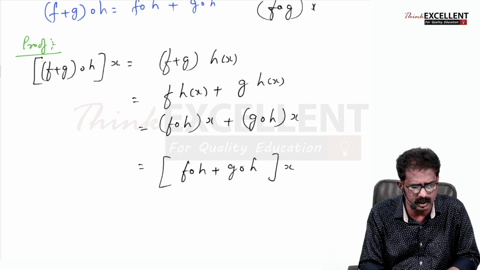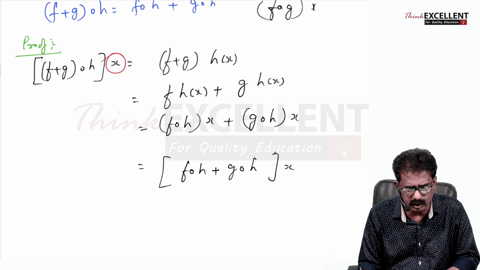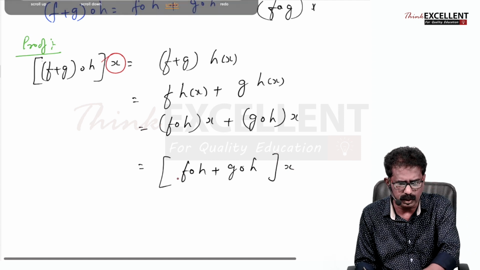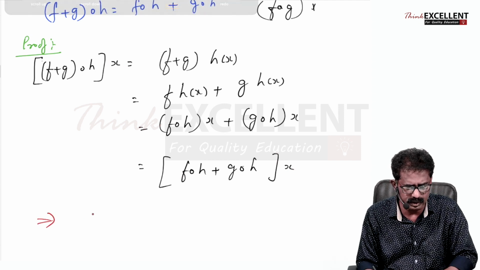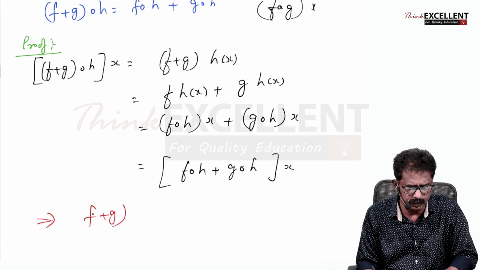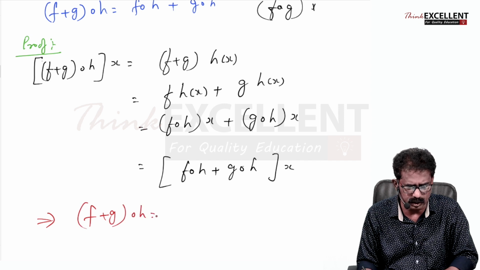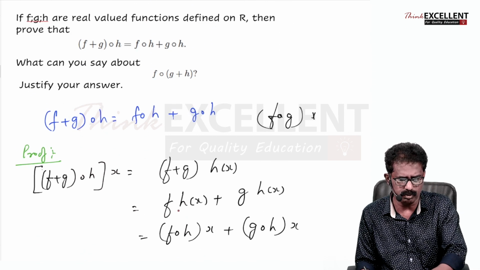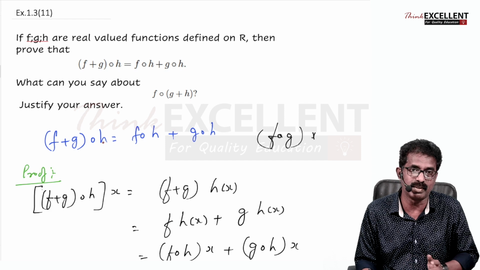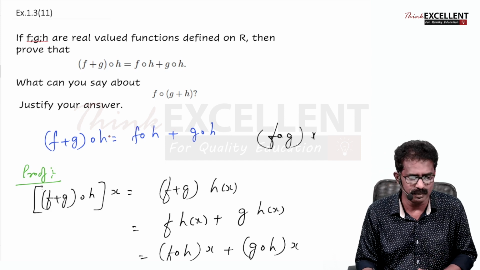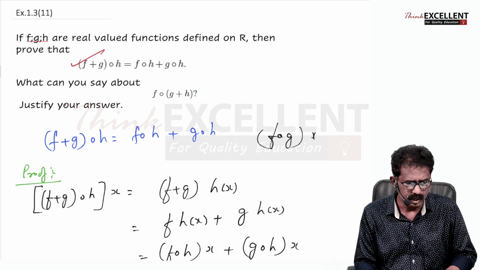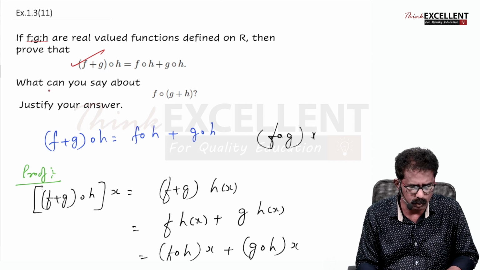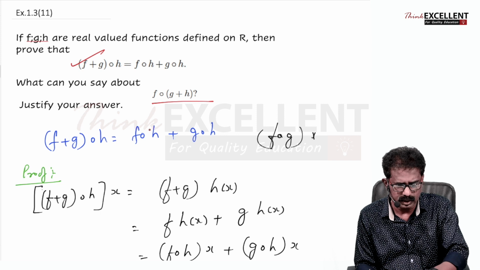See how we have started. In both the cases, you remove that x. So what can you say? So this implies f plus g composition h equal to f composition h plus g composition h. Okay, it's a very simple proof, but write and practice. Otherwise, you'll have a doubt whether it's written like this or that. So that's a proof.